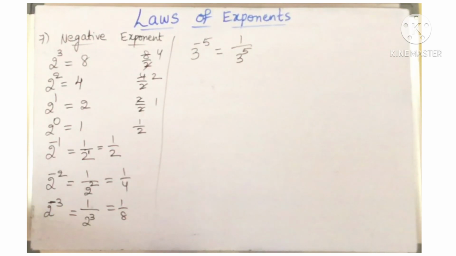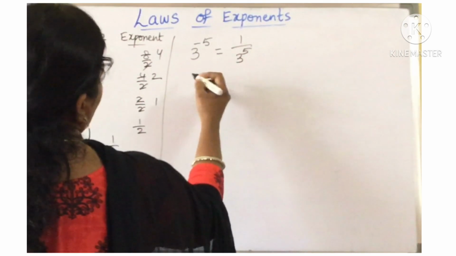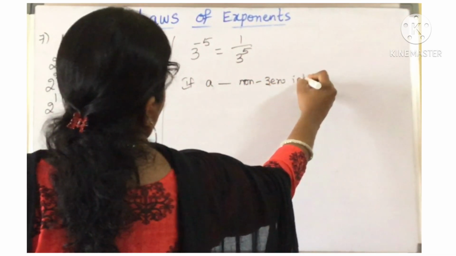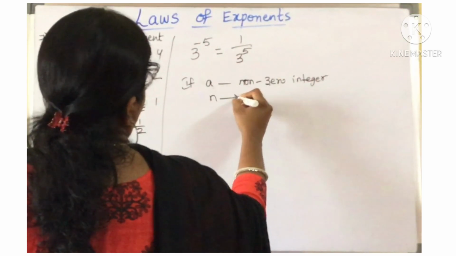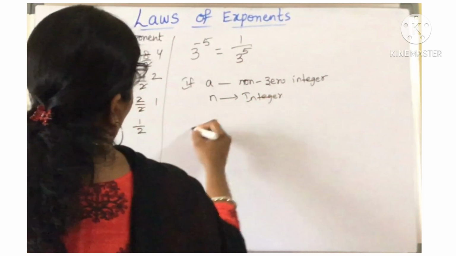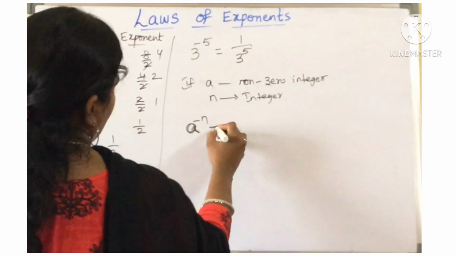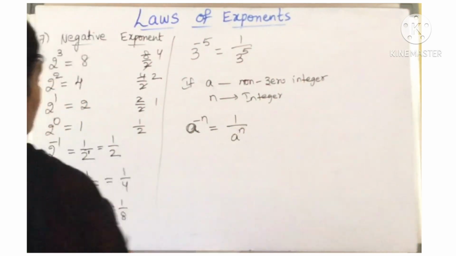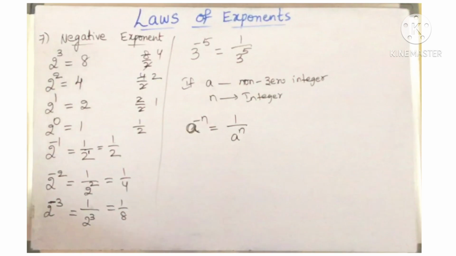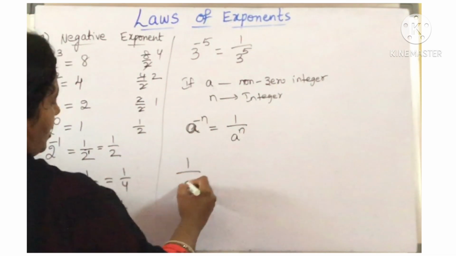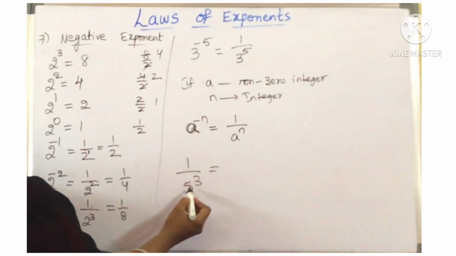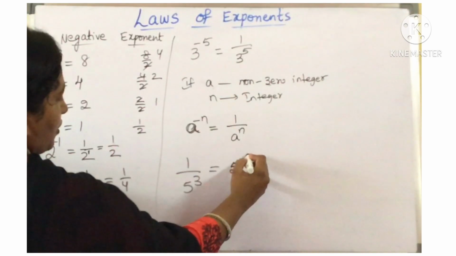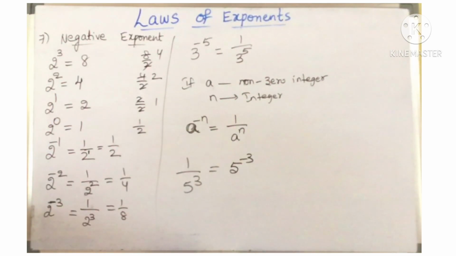So in general, how do you write, children? In general, if a is a non-zero integer and n is a positive integer, therefore a to the power of minus n, here the power is negative, a to the power of minus n is nothing but 1 by a to the power of n, right? Now, suppose I give 1 by 5 cube, how are you writing that? It is in the denominator, right? 5 cube. How do you write this 5 cube in the numerator? Just keep the power as negative, 5 to the power of minus 3, in reverse way.